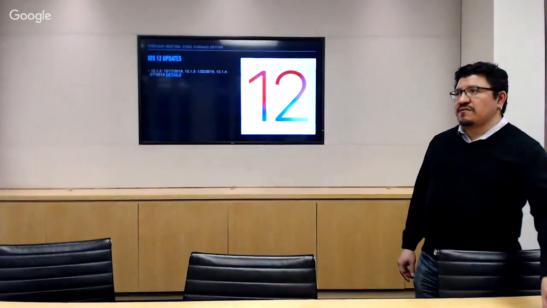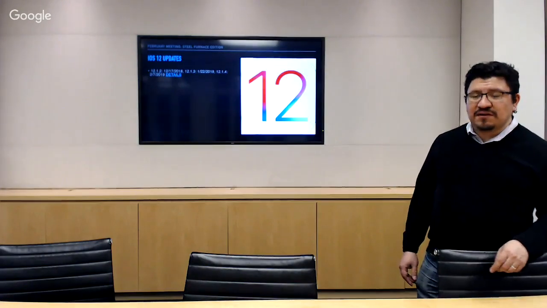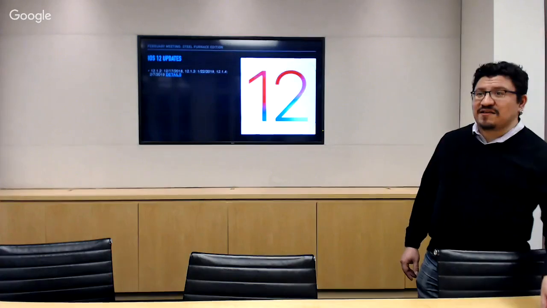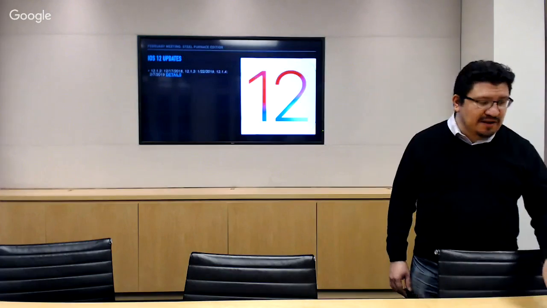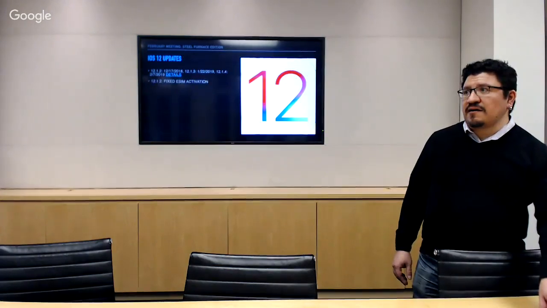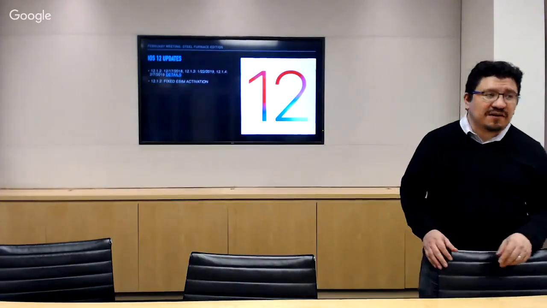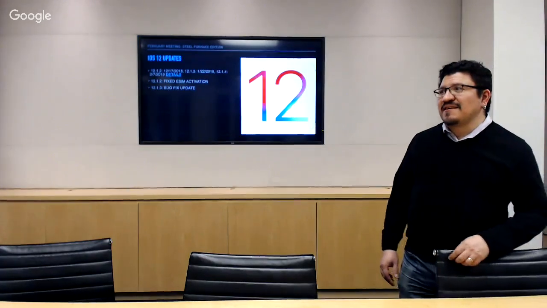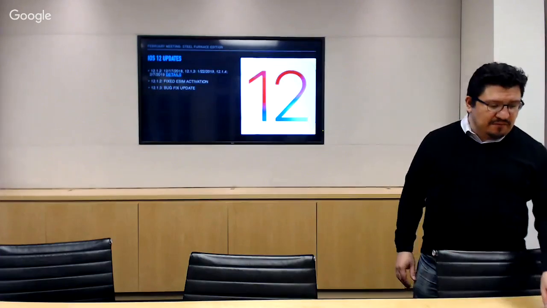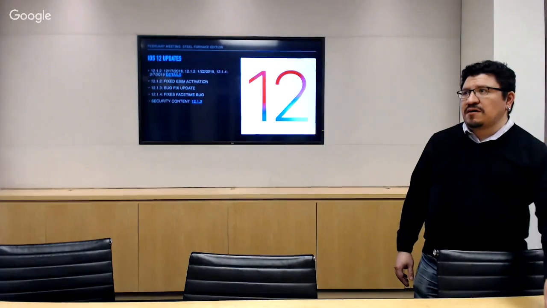iOS 12. While we're away, 12.1.2 was released, and 12.1.3 and 12.1.4. So lots of updates to iOS. Obviously, 12.1.4 patches that group FaceTime bug. 12.1.2 fixed eSIM activation, which was convenient because 12.1.1 introduced eSIM activation. 12.1.3 was a big bug fix update, and of course, 12.1.4 fixed the bad FaceTime bug. And here are the links for those security content.